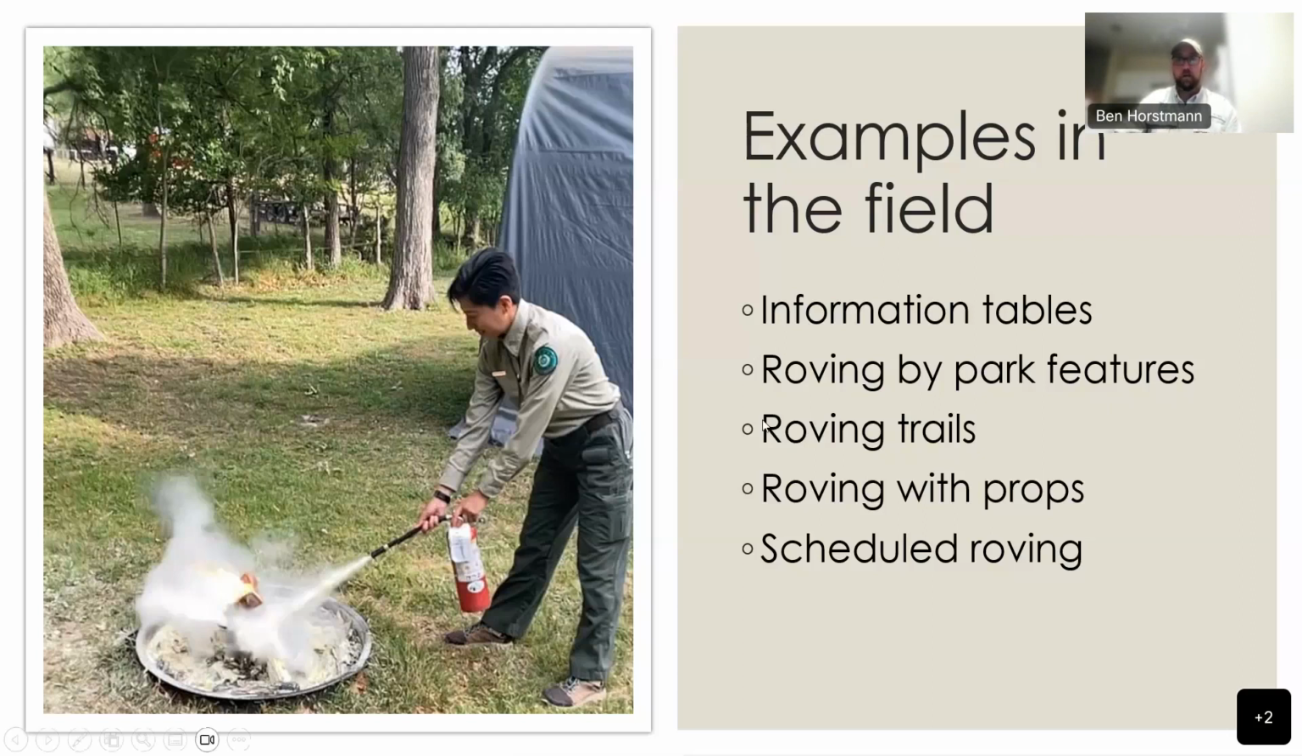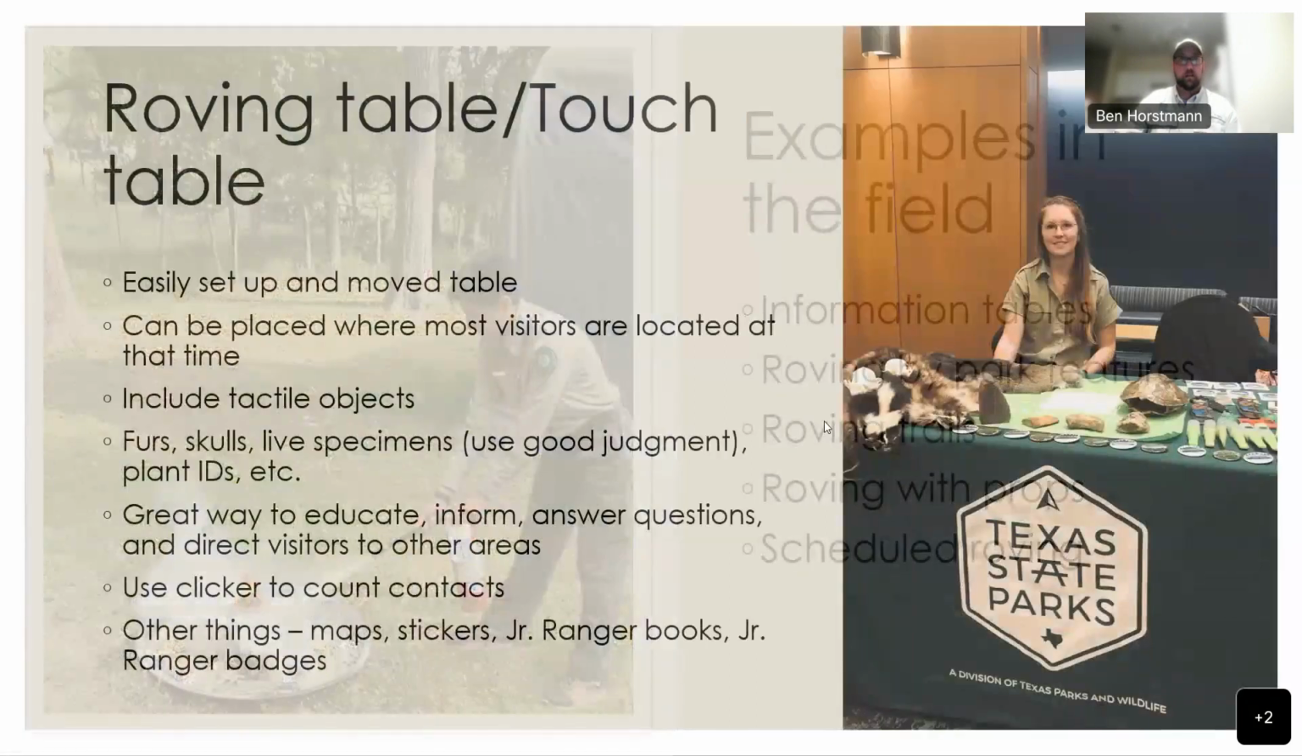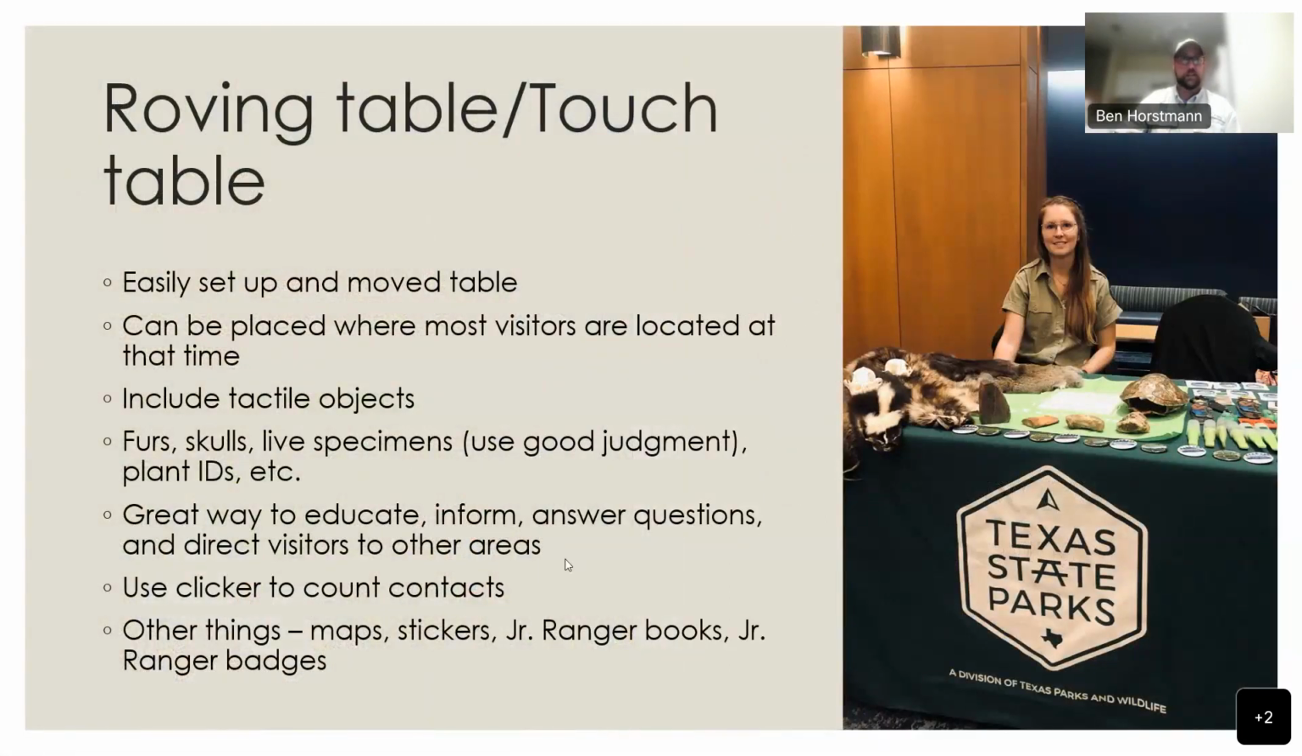Okay, so let me move on a little bit here. So this is the roving and touch tables. And we've got a few minutes left. The roving and touch table is something that we would have out at a special event, like Earth Day Bay Day, or if you were going to one of our centennial events, and you would have a table of stuff that people can talk about, or that you can talk about to people.